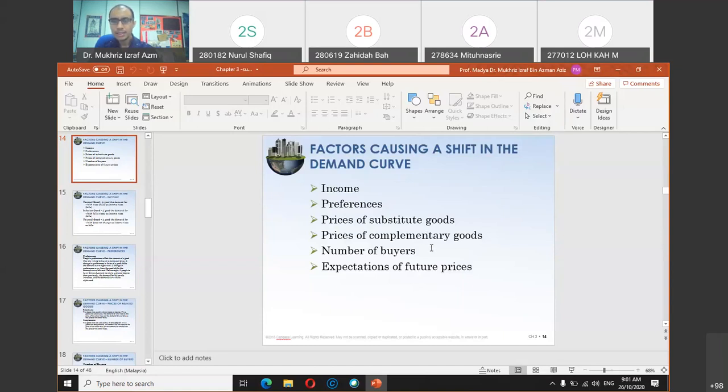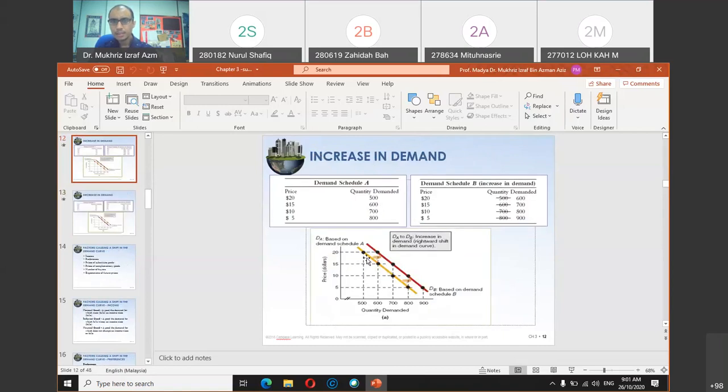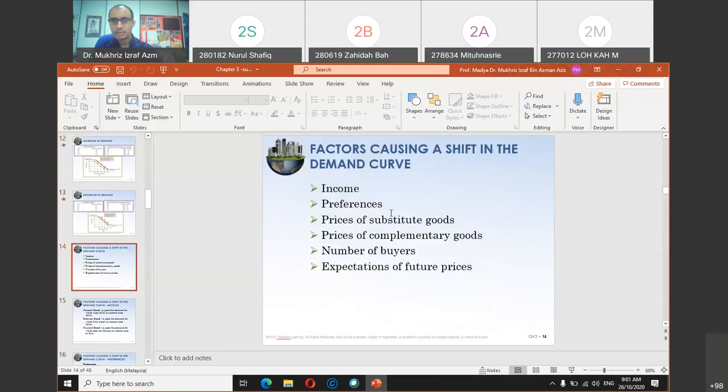So if any of these factors lead to an increase in demand, your demand curve will shift upward, from the yellow line to the red line. But any of the factors that cause the demand to decrease, for example, your income drops, or you want to switch your preference from brand A to brand B.